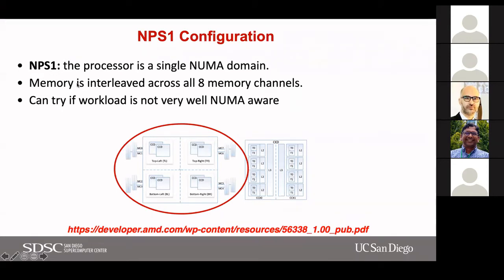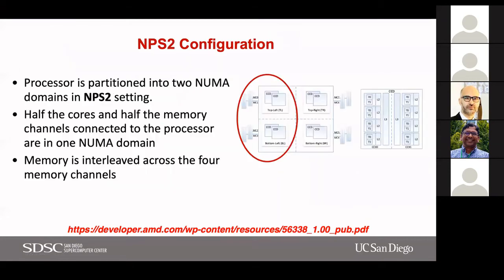So the NPS 1, the processor is a single NUMA domain. So the memory is interleaved across all 8 memory channels. This is really useful if you have a workload that's not NUMA aware. With NPS 2, you're partitioned into 2 NUMA domains, and half the cores and half the memory on one domain and the other half on the other. And the memory is interleaved across 4 memory channels.